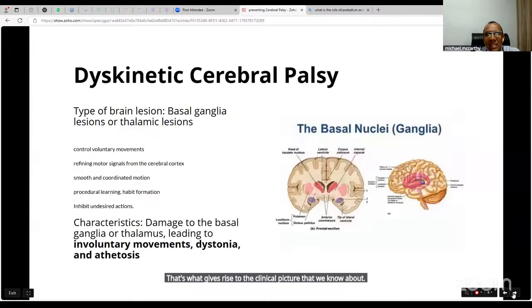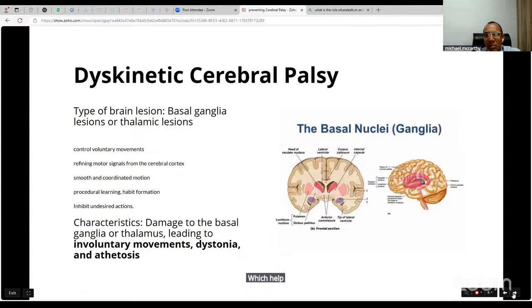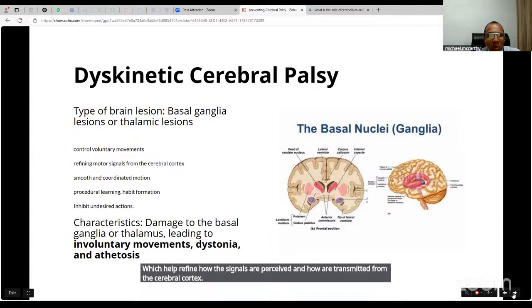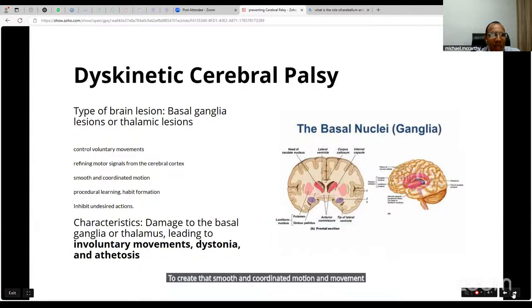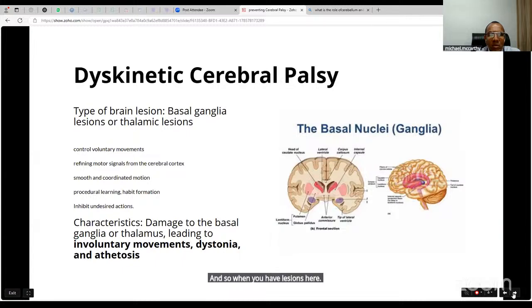The dyskinetic cerebral palsy has to do with lesions in the part of the brain called the basal ganglia, which help to refine how the signals are perceived and how they are transmitted from the cerebral cortex to create that smooth and coordinated motion and movement and controlled movements. And so when you have lesions here, then you lose that control and that fineness.